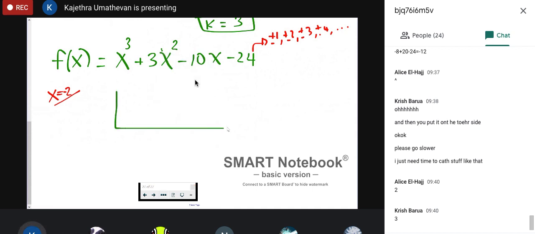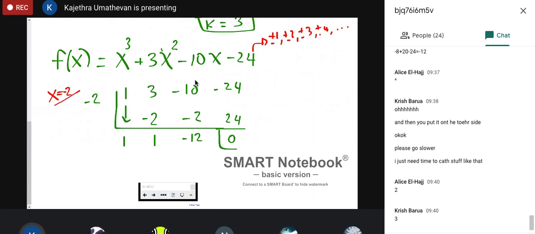So now we have 1, 3, minus 10, minus 24, and this was minus 2. Are we okay with synthetic division? I'm just going to multiply this by minus 2. So this would be 1. So we have 0. Therefore we know k equal to 3 does work. So this is indirectly checking your work as well, because if you didn't get 0, then you might have made a mistake and you want to go back and check your work.